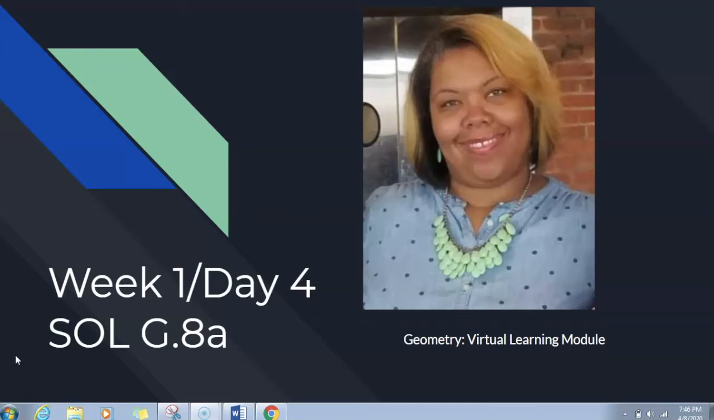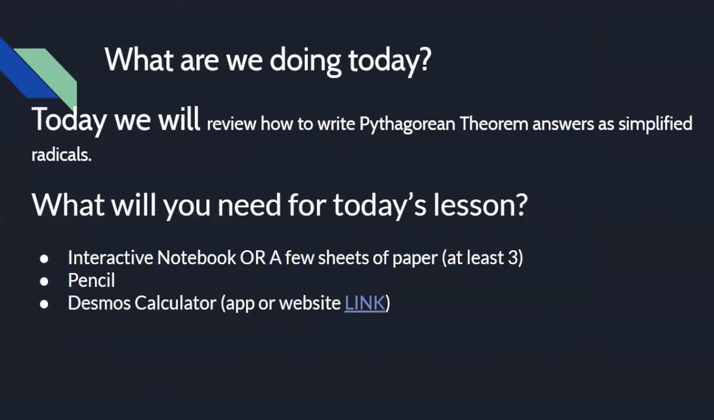In this series, we will learn geometry, where we will have a different focus each week. This week, our focus is SOL G.8a, the Pythagorean theorem. Today, we will review how to write Pythagorean theorem answers as simplified radicals.